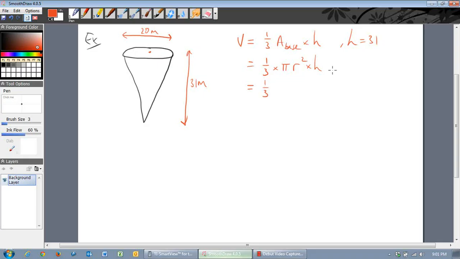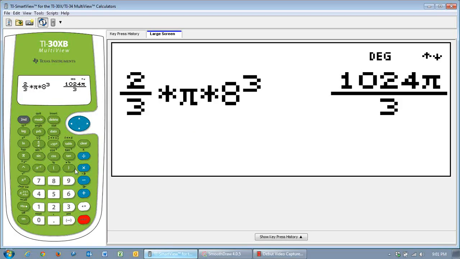Right, let's put all our numbers in now. The radius is equal to 10, so 1/3 times pi times the radius, 10 squared, times the height, which is 31. Straight into your calculator, don't muck around with it. Use your calculator to your advantage. 1/3 pi 10 squared 31.